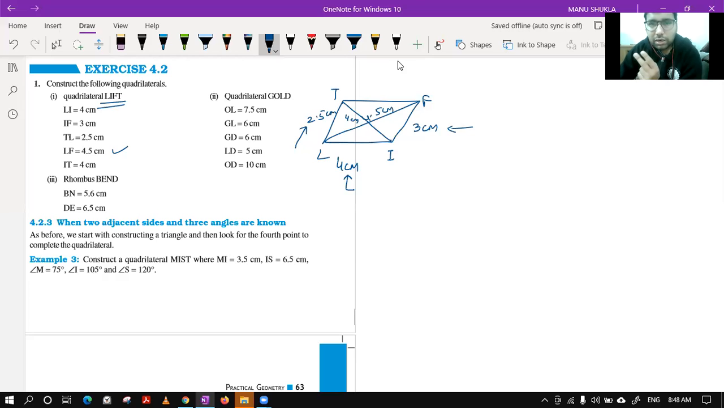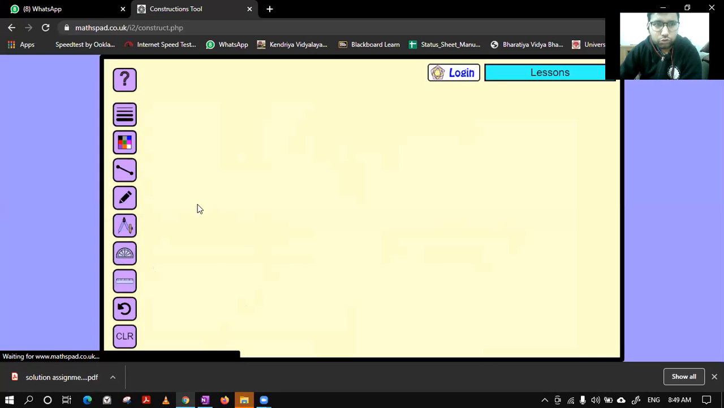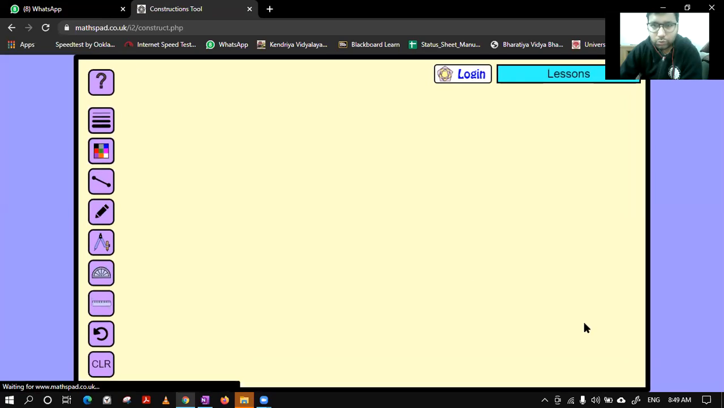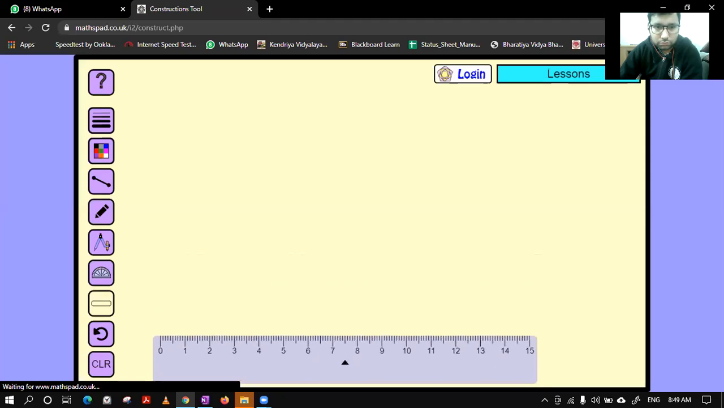Now we have to see which one is easy for us. You can start with any one. You can take any diagonal for the starting part. Suppose, as I told you yesterday also, we can do this on construction also. Let's see. Let's do it. So I will make first the LF, 4.5 centimeter. Let's try like this. So first we will make LF equal to 4.5 centimeter.